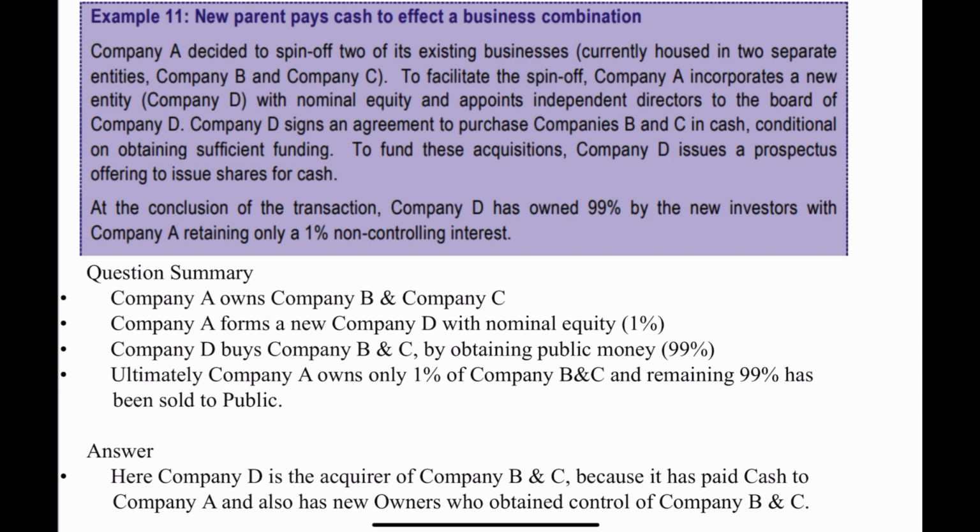So here company A owns company B and company C, and company A forms a new company called company D with nominal equity only, which is 1% of the entire share capital requirement. And then company D buys company B and C, the back-to-back purchases happening by obtaining public money. So 99% of the investment will be sponsored by public money, and only 1% will be sponsored by company A. Which means ultimately company A owns only 1% of company B and C, and the remaining 99% will be owned by the public.